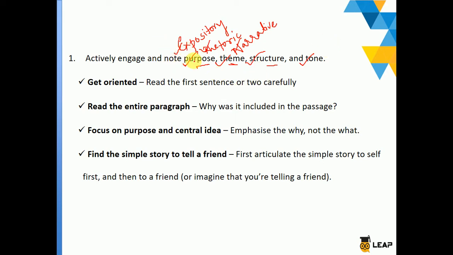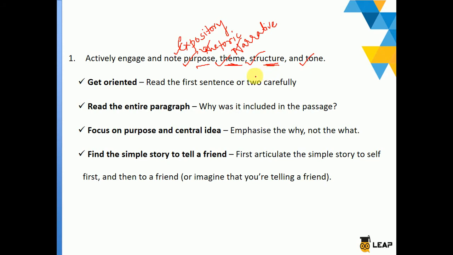Start figuring out the purpose, which is very easy to understand considering there are only 3 broad varieties. So if you notice that it's an expository variety, then you will know that the purpose of the author is to give you facts about something. So when you know that, start looking for the theme. So what is that big major fact that the author is trying to tell you? That is the main idea or the main theme. That's the second thing. Next thing that you have to understand is the structure.